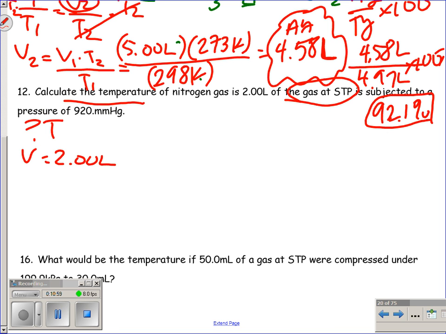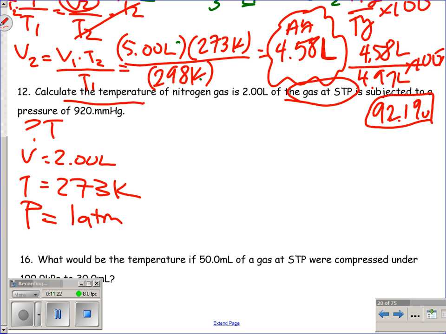So I hear temperature of 273 Kelvin and pressure of 1 atmosphere, or 101.3 kilopascals, or 760 millimeters mercury, or 760 torr. I mean, there's all these pressure units that mean 1 atmosphere. Okay, so I'm sticking with this one.